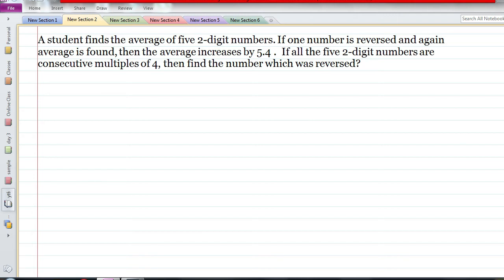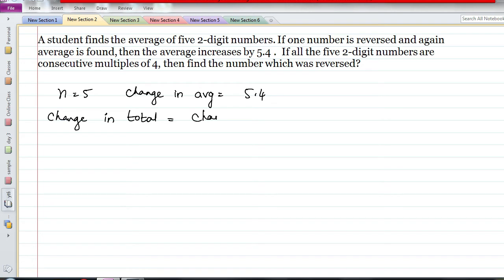So here we see student finds an average. There is some average of 5 numbers. Okay, there are 5 numbers and there is some average. If one of the numbers is reversed and then we add again and we find the average increases by 5.4. Change in average is 5.4. Okay, so we need to find what is the change in total. Now change in total is change in average into number of values.